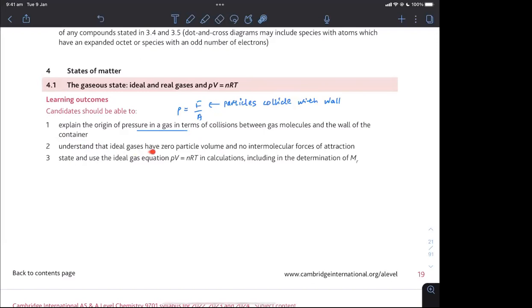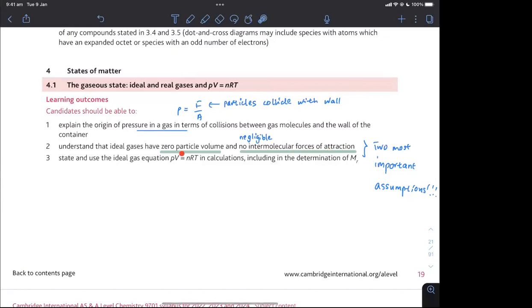So understand that ideal gases have zero particle volume. This is just one of the many assumptions of ideal gases, and then no intermolecular forces of attraction. So far, these are the two most important assumptions. There are some other assumptions you would have learned in school. Usually there are three or four assumptions altogether. Negligible means almost nothing at all. No intermolecular forces of attraction for an ideal gas because they are very far apart. There is almost nothing that attracts the molecules in between.